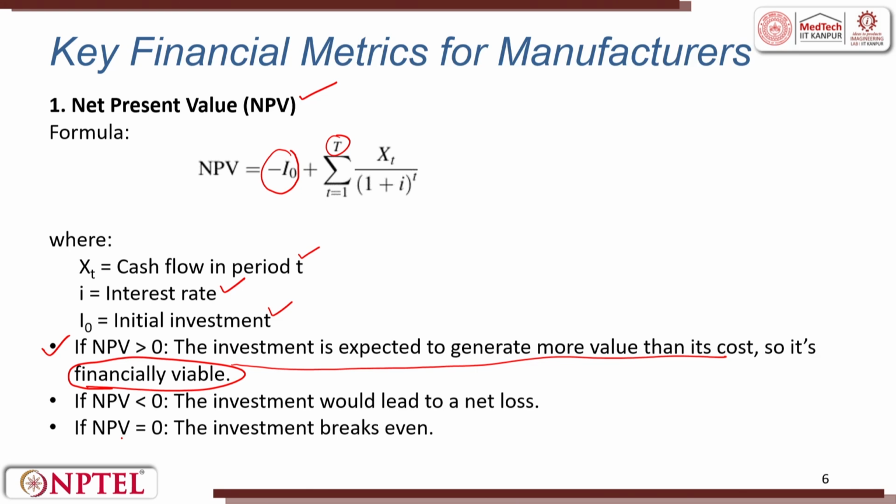If it is equal to 0, it is just a break even. Whatever we invest would only come back, no profit. If it is less than 0, investment would lead to loss. So net present value is one of the financial metrics.